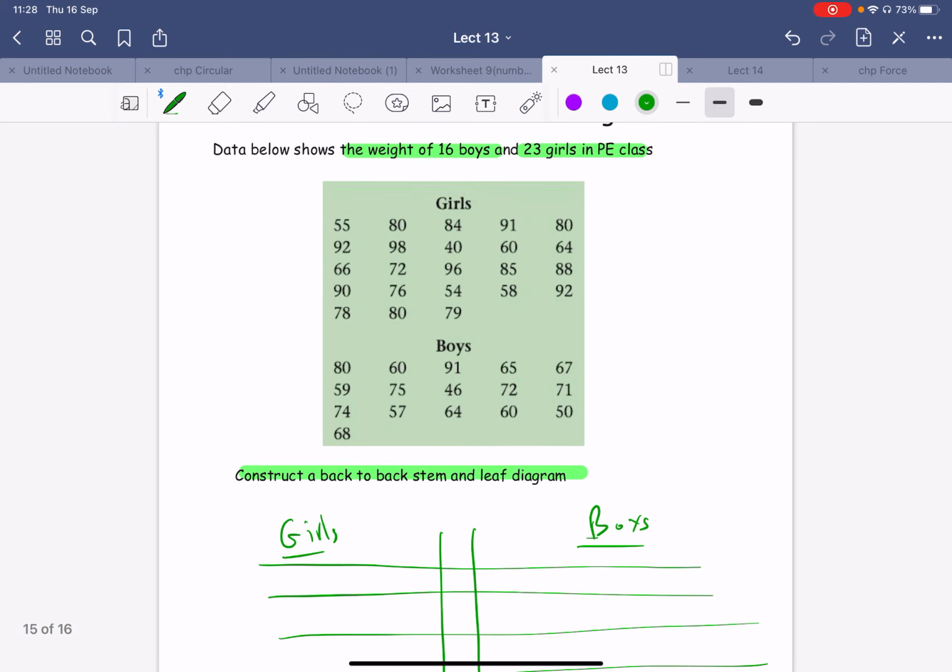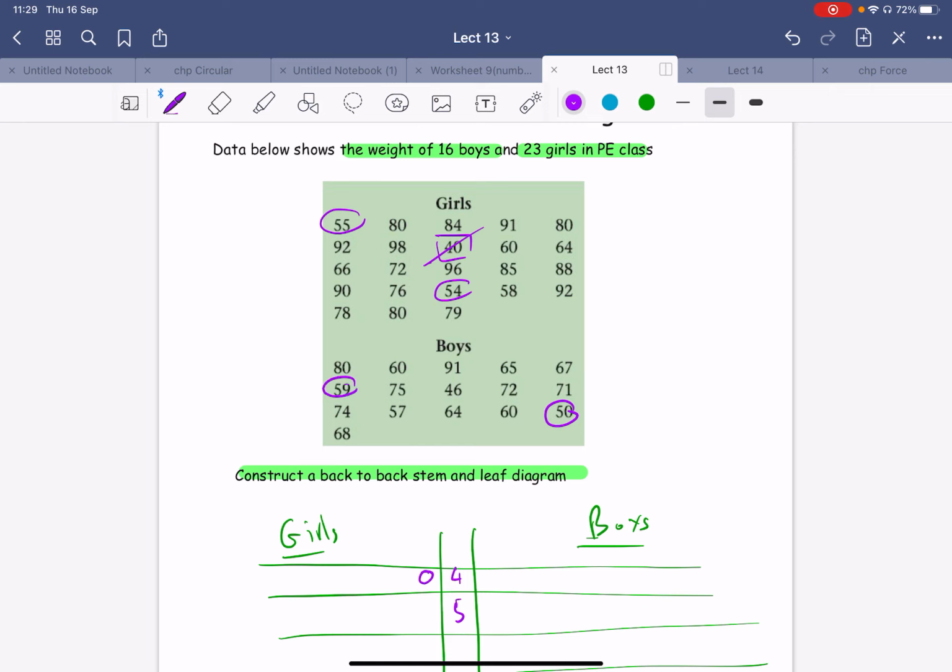So let's see the girls with the smallest weight here. The smallest weight is, let's see, is it 55 or 54? Nope, 40. Okay, so I'm going to put 4 here. Do we have boys with the weight of 40? Nope. So this is going to be 4 and 0 for the girls. Okay, 55 here. We have a boy with the weight of 50. There you go. Okay, 59, yes.